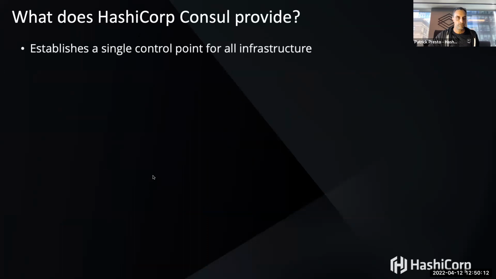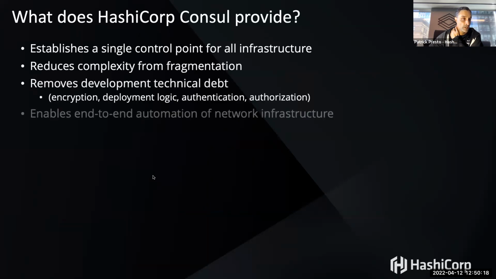So just to summarize, HashiCorp Consul establishes a single control point for all infrastructure. It can reduce complexity from the fragmentation of different platforms, even Kubernetes runtimes. And we remove a lot of technical debt from development by eliminating the security and the operations and any type of encryption level stuff that they have to do today to meet those requirements.